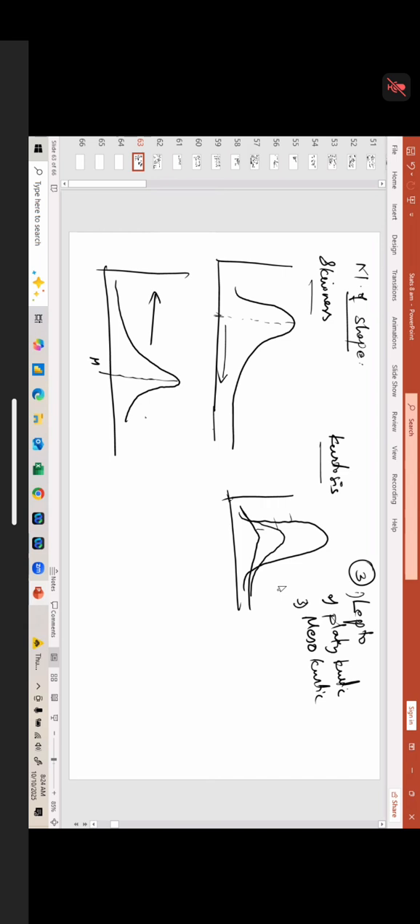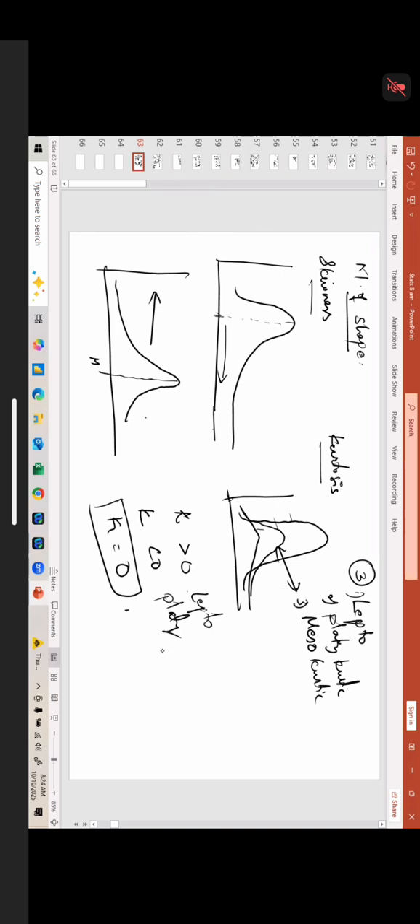Meso. Kurtosis greater than 0. Kurtosis less than 0. Kurtosis exactly equal to 0, that will be mesokurtic. So the middle one, the second one. Which one will be lepto? Kurtosis greater than 0 is lepto. This is platy. This is meso.